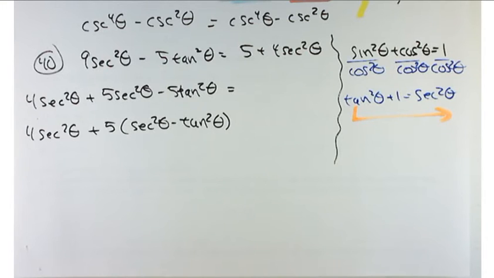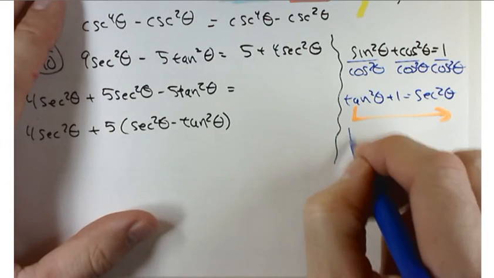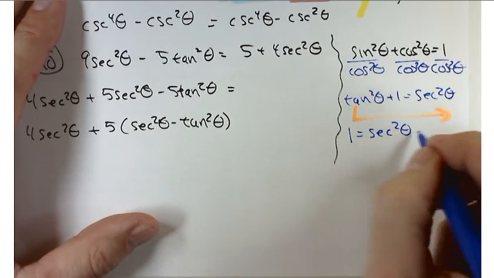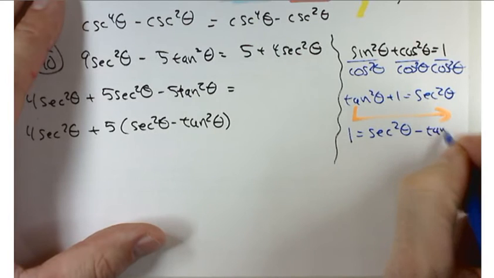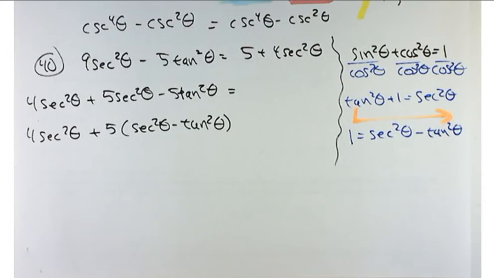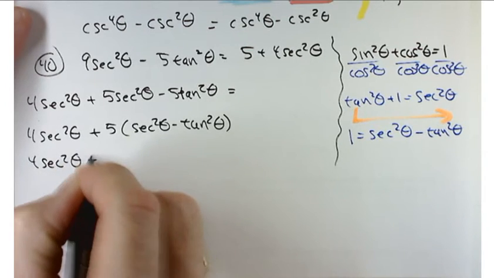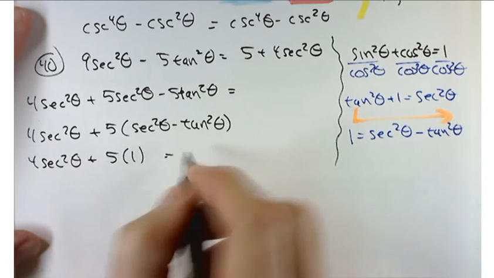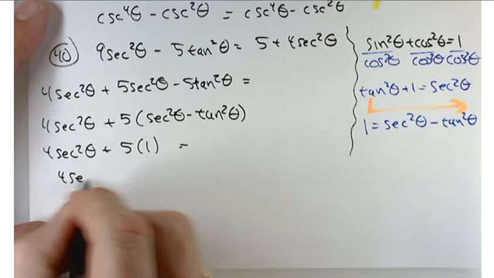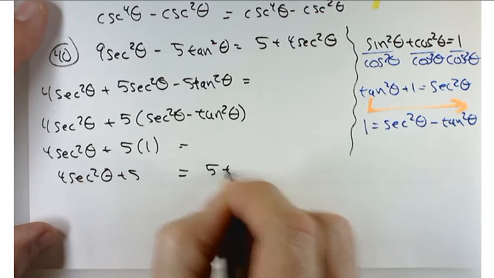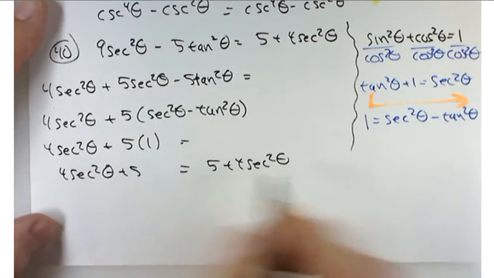Now, when it changes sides, what else changes? Signs. And that's S-I-G-N. I get secant squared of theta minus tangent squared of theta equals 1. Wow, isn't that special? 4 secant squared of theta plus 5 times 1 equals, well, that's 4 secant squared of theta plus 5 equals 5 plus 4 secant squared of theta. All right, close enough there.